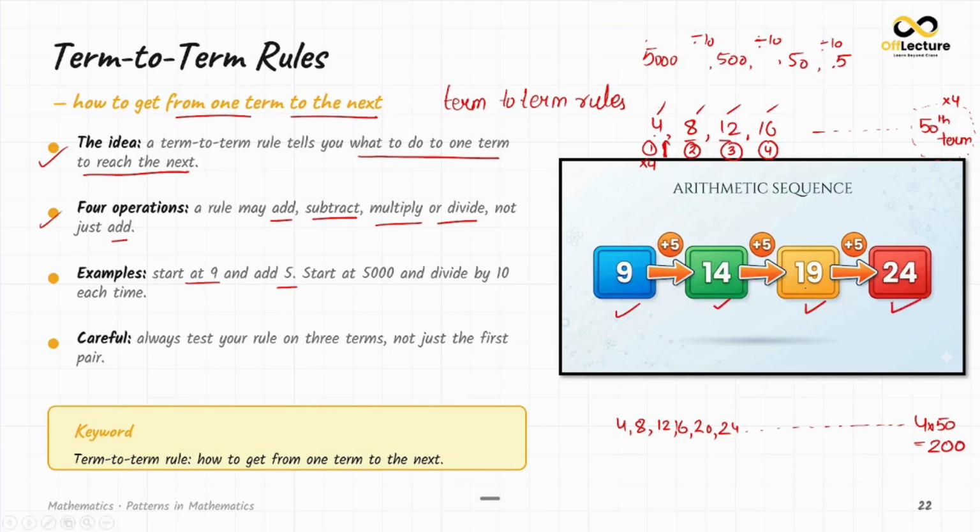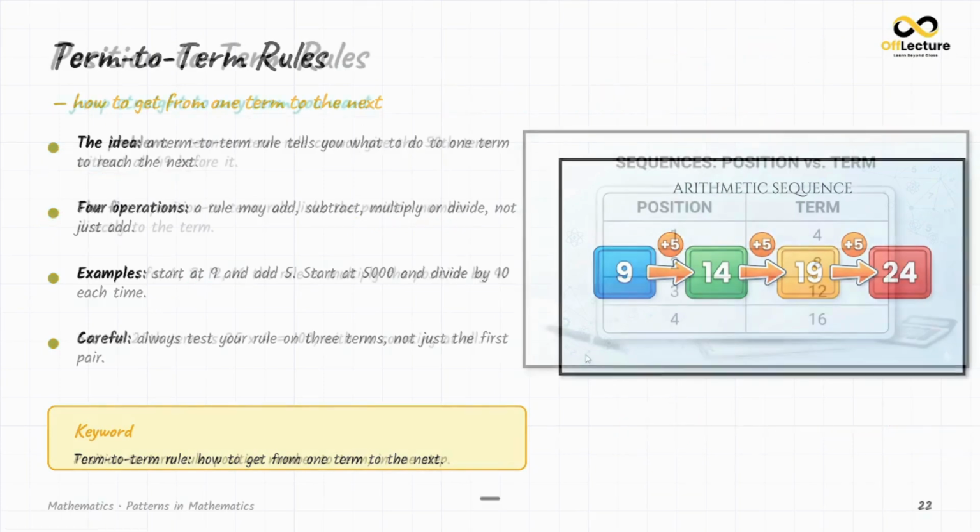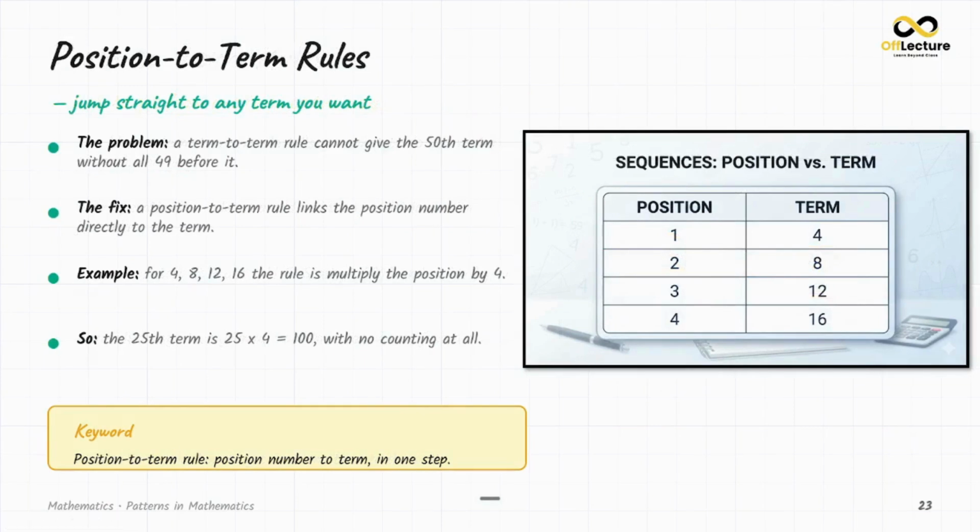But when we have to identify the 100th term or the 58th term, then we use position to term rules. And this is what I have explained here: position to term rules go straight to any term you want.